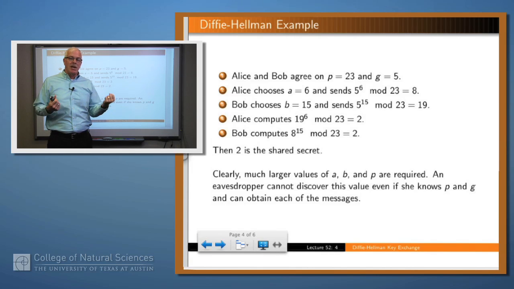Okay, so now they each have each other's computation. And then Alice computes 19, which was Bob's number, to 6, which is her secret number. And Bob computes 8 to 15, which was his secret number, and they both came up with the same answer. Now, the answer they got was 2, which would clearly be too small, but the problem here is that an attacker, even hearing all these messages go back and forth, couldn't figure out the value 2.